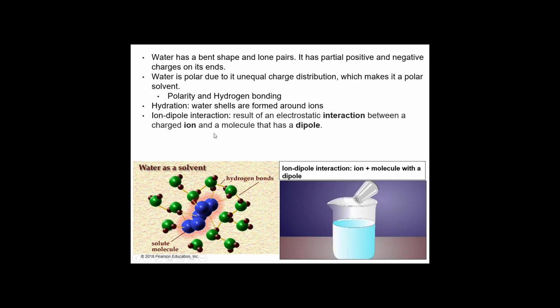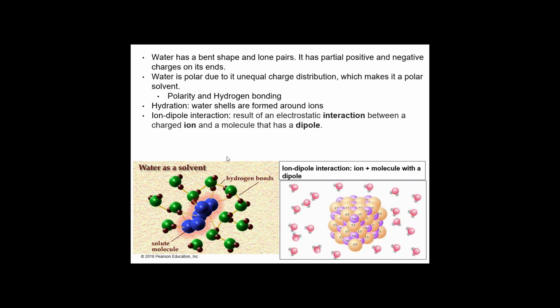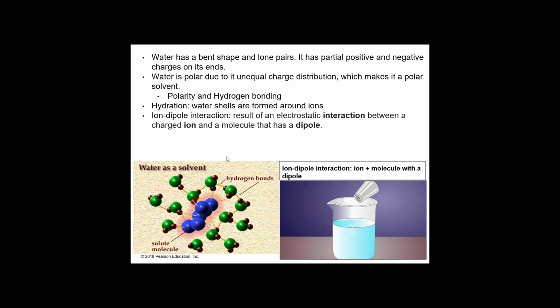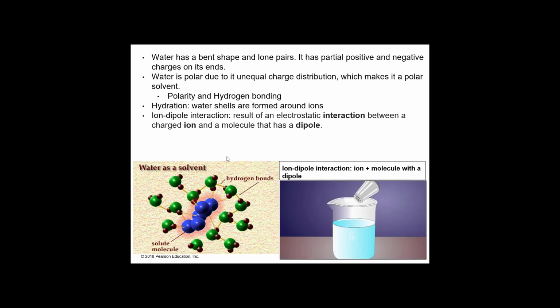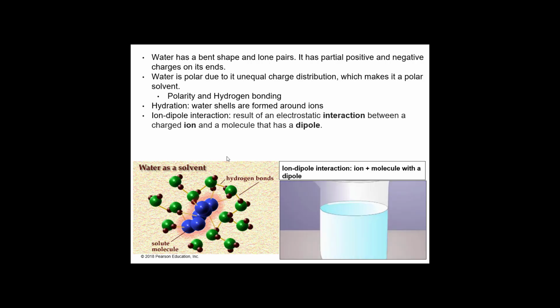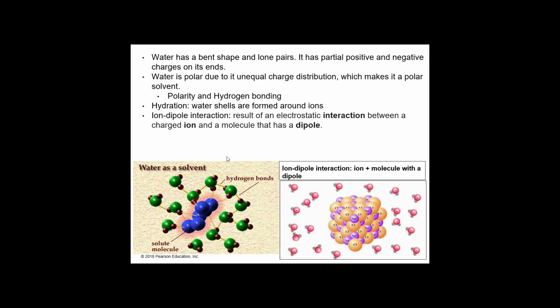And because water has a bent shape and lone pairs, that's why it's so easy to do that. It can move however it needs to adjust for the partial positive and partial negative ends. Water's polar, we all know that, and that is due to the unequal charge separation, which is a dipole moment. So polarity and hydrogen bonding, along with the electrostatic interaction between the charged ion and water, which has a dipole, allow this ion-dipole interaction to occur.